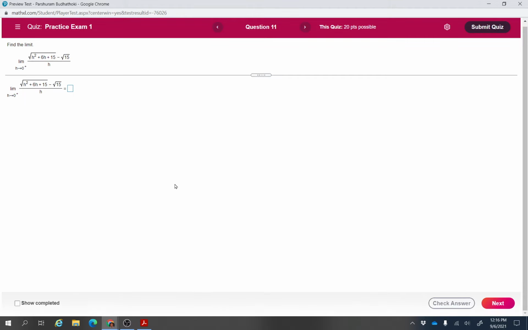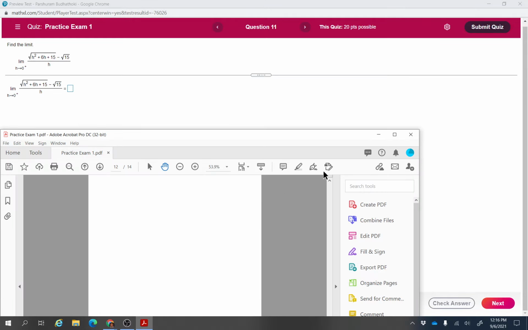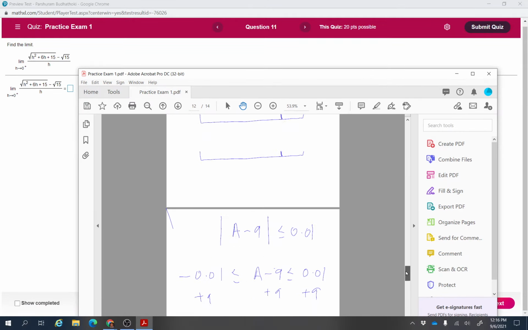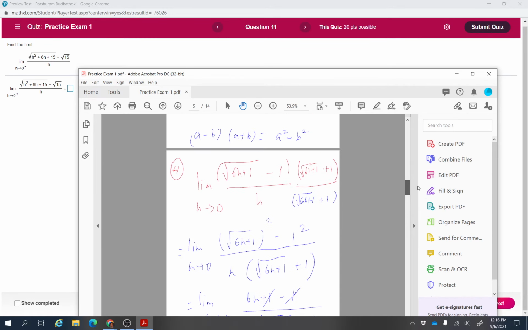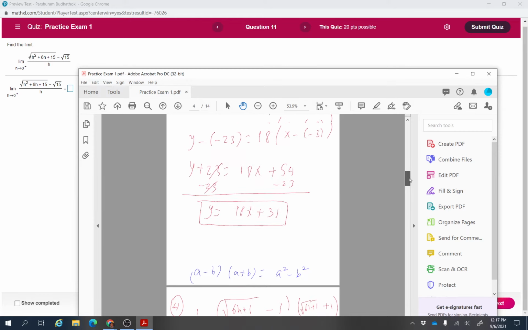Problem 10. How to find this limit? This is exactly the same idea as one of the problems we did before. I think it's problem B, I guess. No, problem 4. This is problem 4.